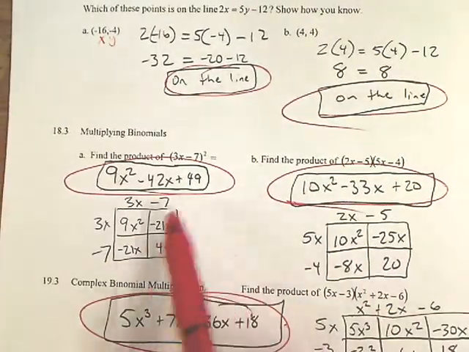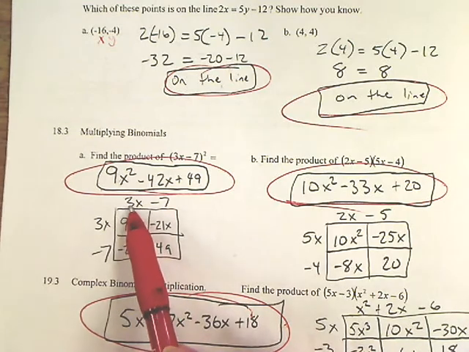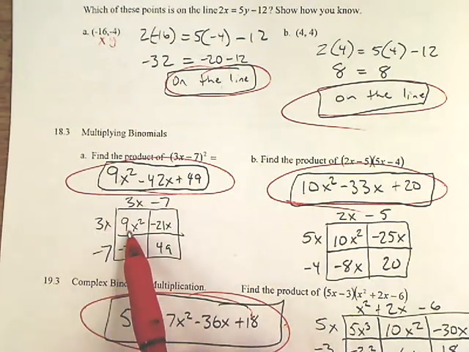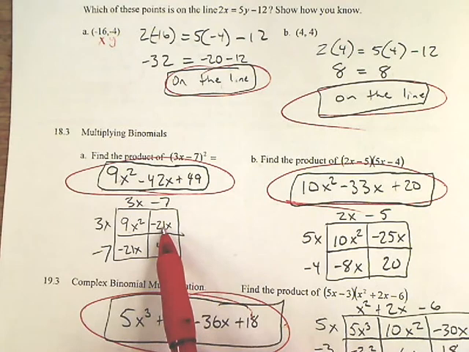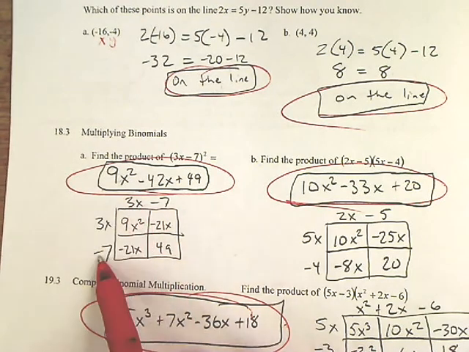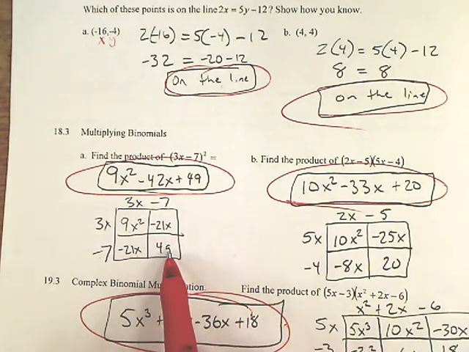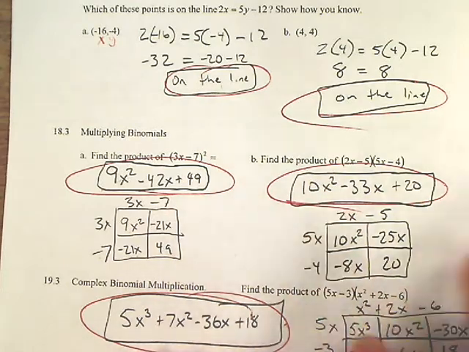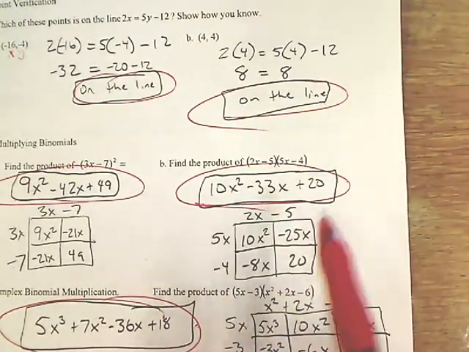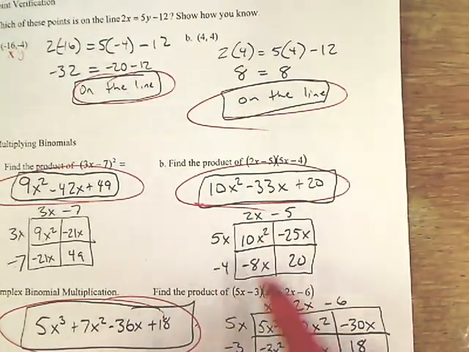So many people got this right. It's almost a shame to go over it. 3x times 3x, 9x squared. Negative 21, negative 21x, positive 49. The only person that missed it was doing that type of thing. Combine like terms. Same thing over here. Watch your negatives. Negative times a negative is positive.